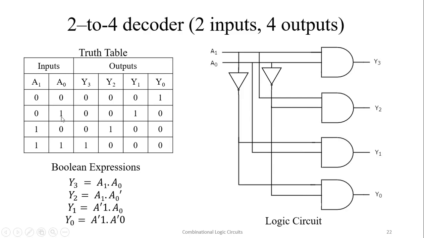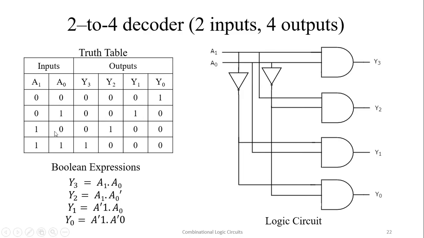For 0 1, for this pattern where A1 is 0 and A0 is 1, Y1 will be high and the remaining outputs will be 0. So if Y1 is high, it means A0 is 1 and A1 is 0, so decimal 1 is present at the input.